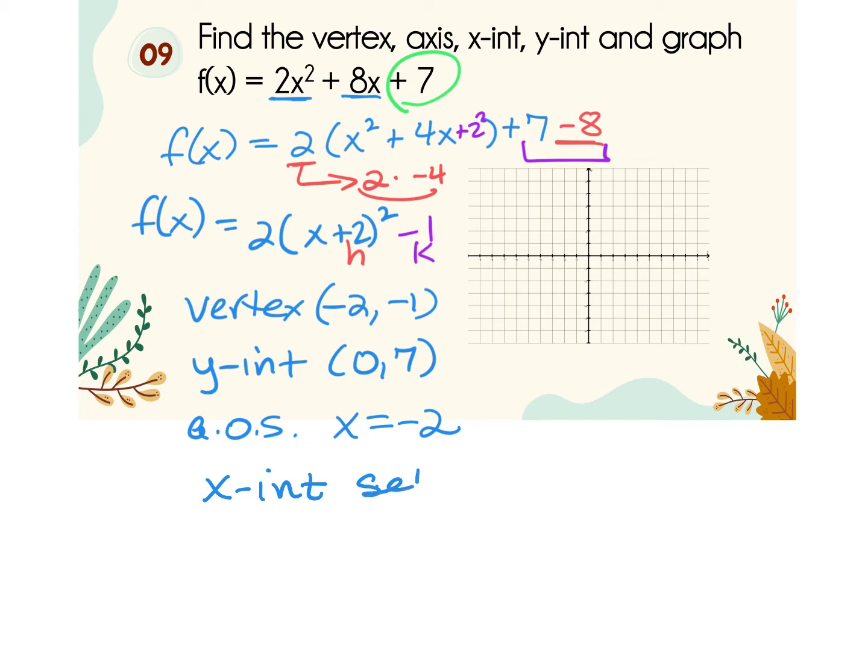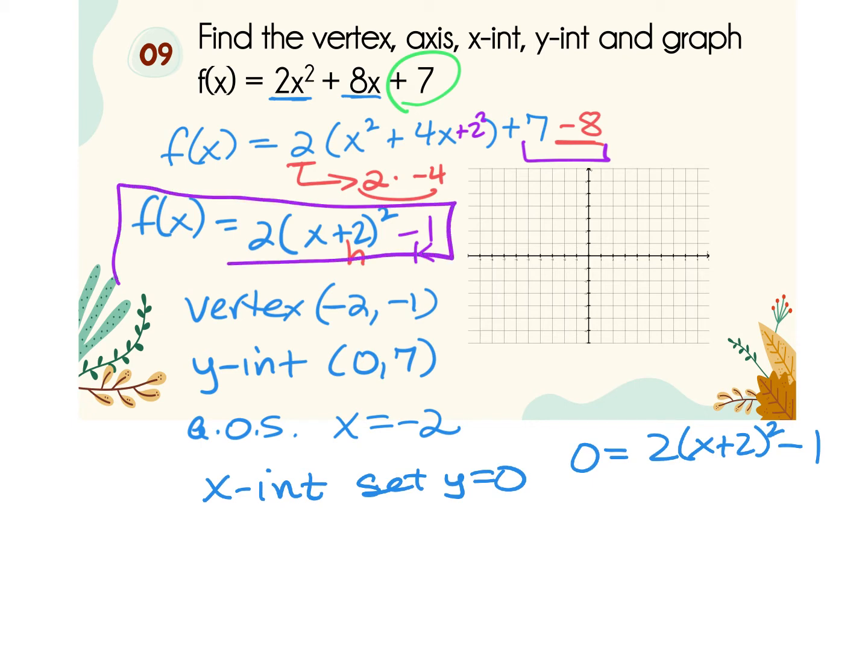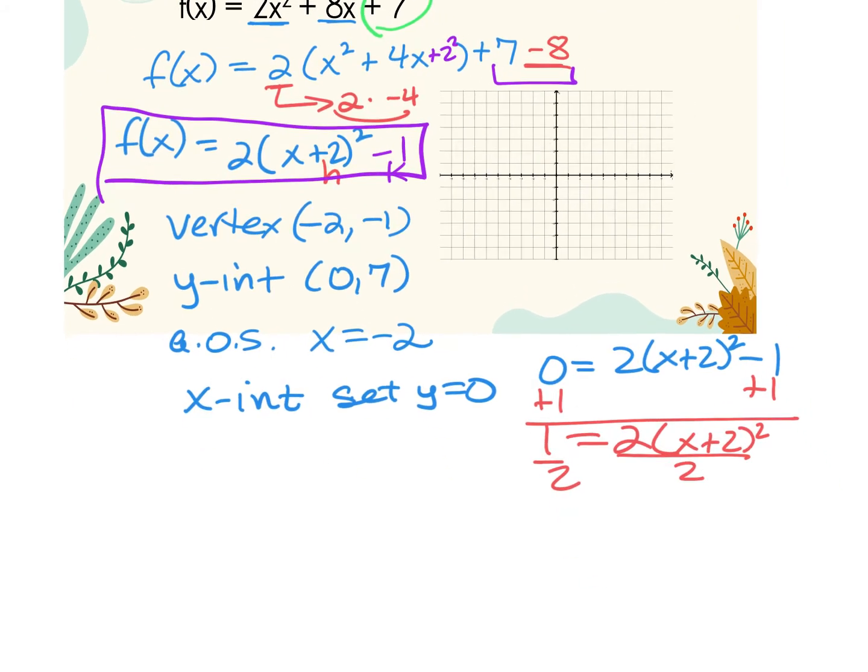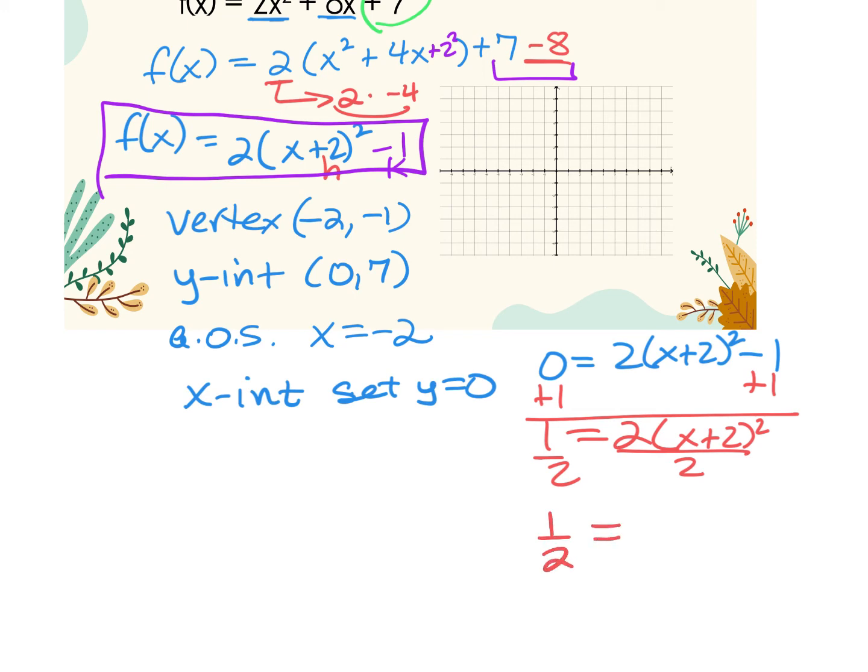So again, remember, set y equal to 0. So I'm going to be doing 0 equals 2 times (x plus 2) squared minus 1. I'm using the standard form here. First thing I want to do is isolate my squared term. So I'm going to add 1. And then I have to divide by 2. And I get 1/2 is equal to (x plus 2) squared.